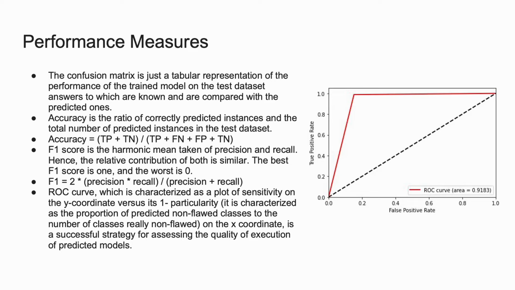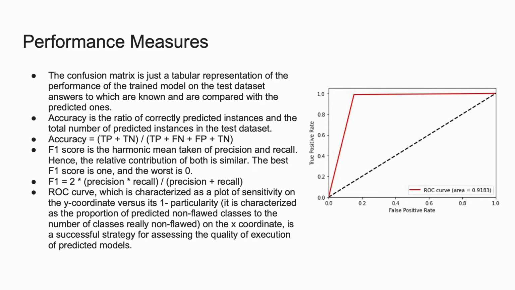Accuracy is the second parameter that we're using, which is the ratio of correctly predicted instances upon the total number of predicted instances in the dataset. F1 score is the harmonic mean of precision and recall, hence the relative contribution of both is similar. The best F1 score is 1 and the worst is 0. The formula for F1 score is 2 times precision times recall upon precision plus recall.